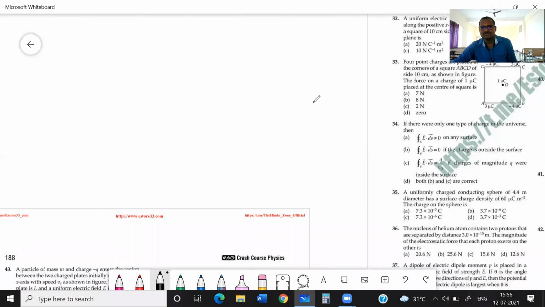See, students, in question number 34, they have given that if there were only one type of charge in the universe, then what will happen? Only one charge is there in the universe, then what happened? First option, surface integral of electric field over a closed loop should not be 0 for any surface. Is it correct? No. It should be 0 according to Gauss law, because only one charge is present.